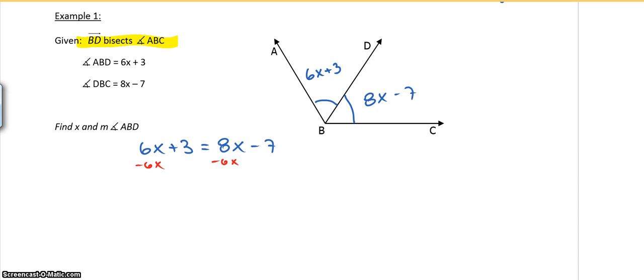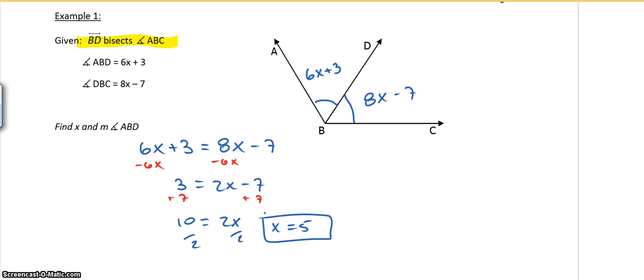So subtract 6x. 3 equals 2x minus 7. Go ahead and add 7. And you get 2x equals 10. Divide by 2. And we know x is 5. Alright. Now, we've answered the first part of the question. Find x. We found a value for x.